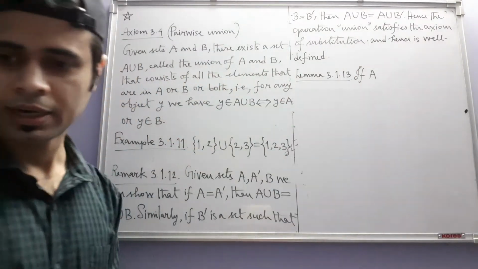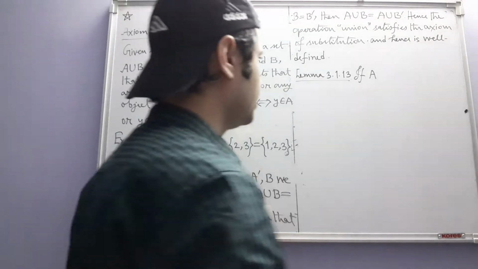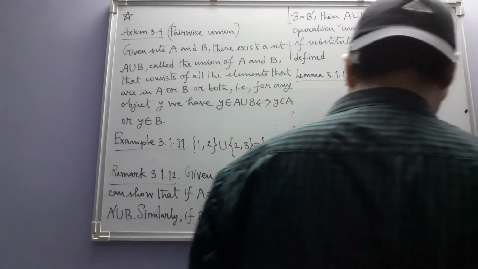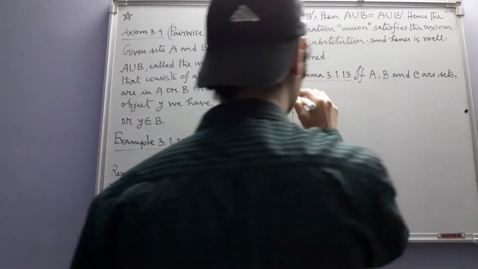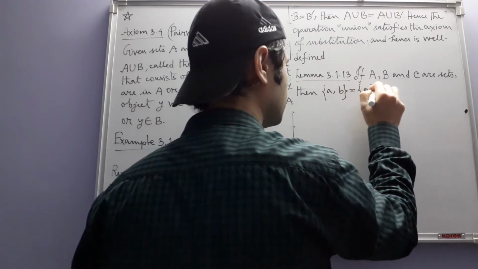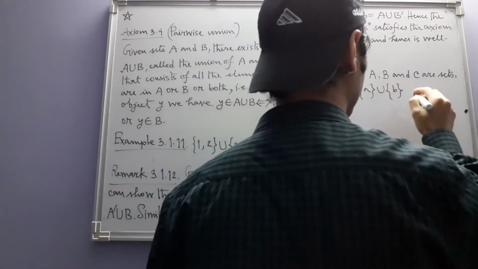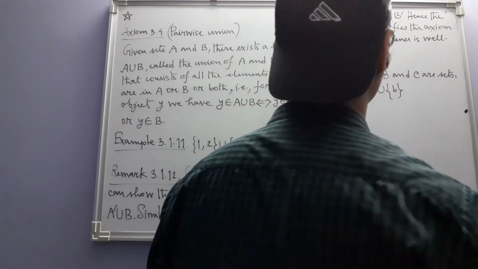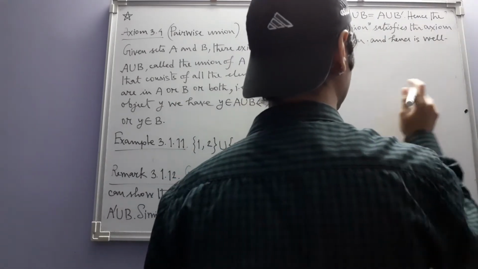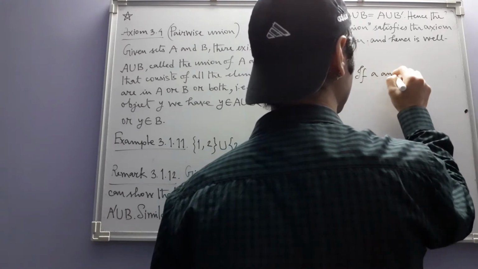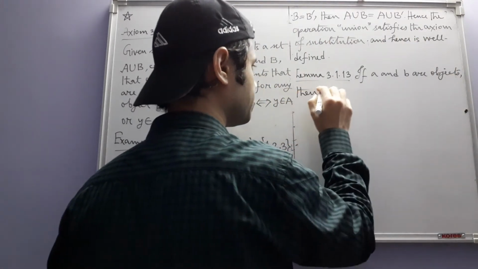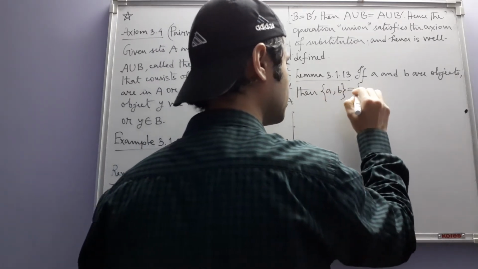If A, B and C are sets, then this pair set is equal to the union of these two singleton sets. No, what have I written? Excuse me, this is not what I wanted to write. If A and B are objects, any objects, then the pair set is equal to this union.